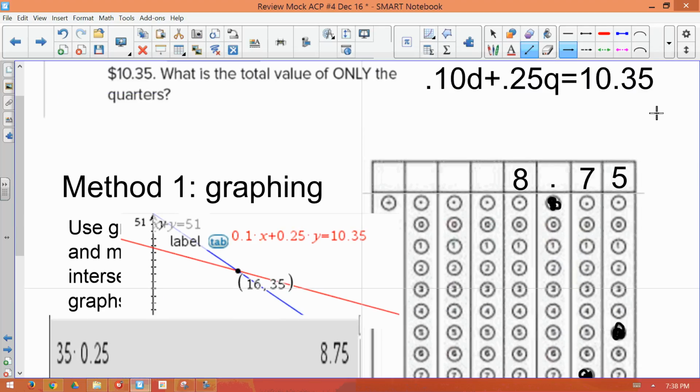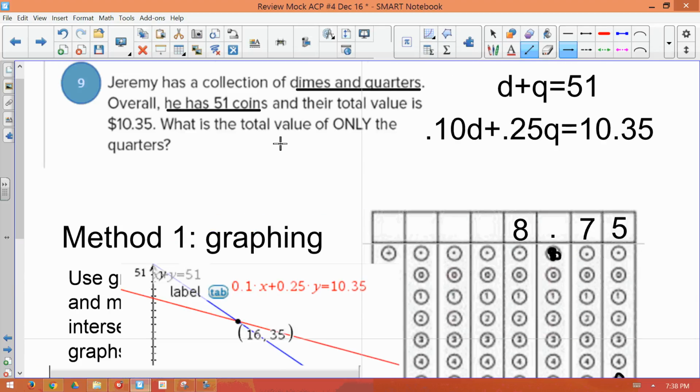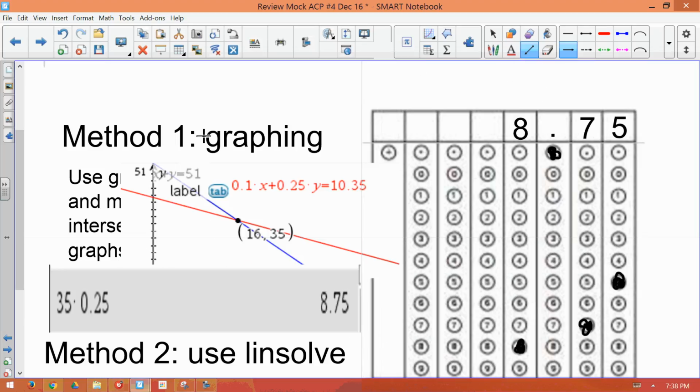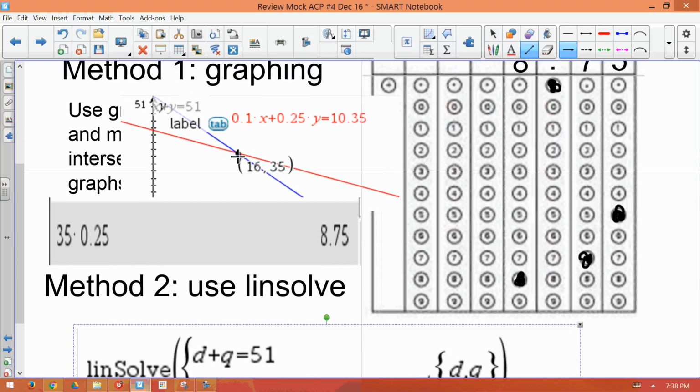If you would just simply graph the system with menu 3, 3, 1, 3, that's what I use, the same one we use on other problems, then use menu 6, 4 to find the intersection. You'll get this. And this tells me that since the intersection point is 16 and 35, there are 35 quarters. Well, how much is 35 quarters? 35 times 25 is $8.75.